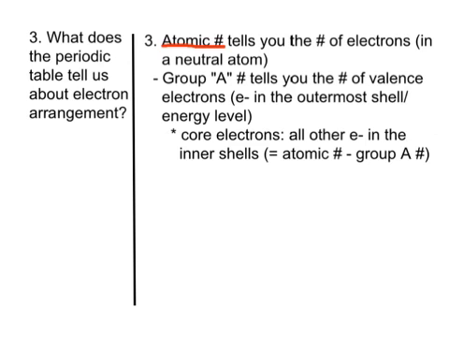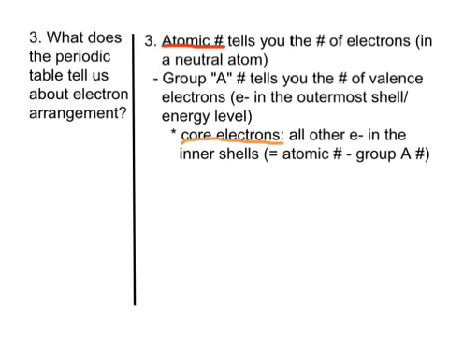Okay, I might as well mention what all of the other electrons in an atom are called. If they're not valence electrons, they're what we call core electrons. So all of the other electrons in an atom are called core electrons. They are found in the other inner shells of an atom.